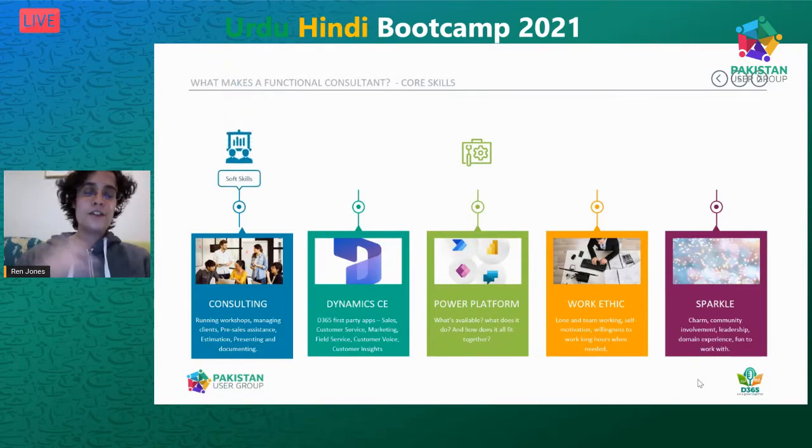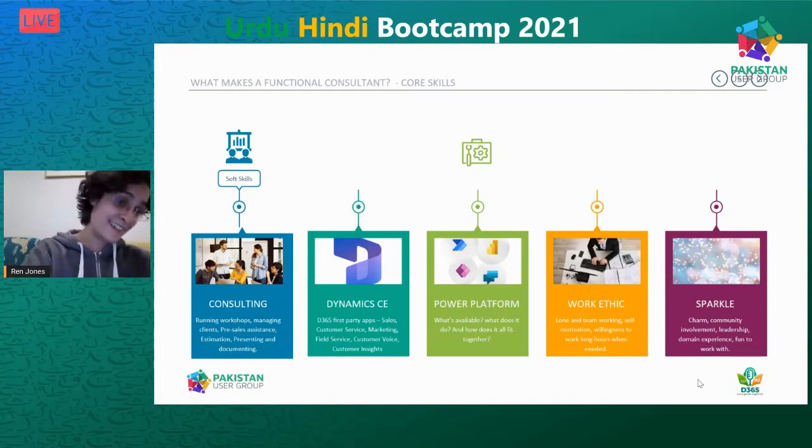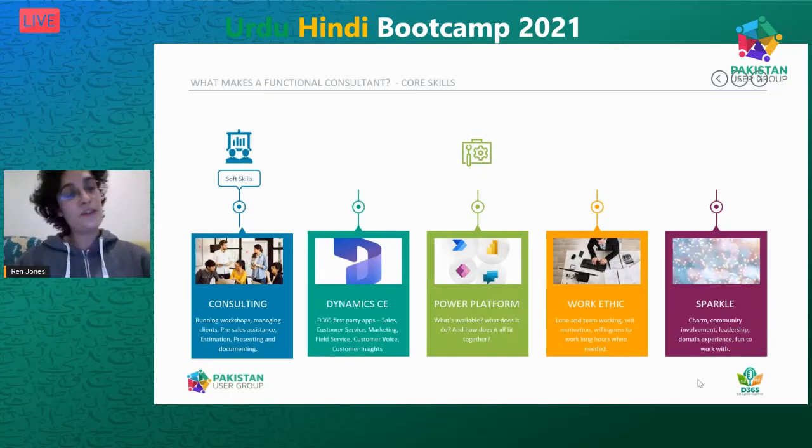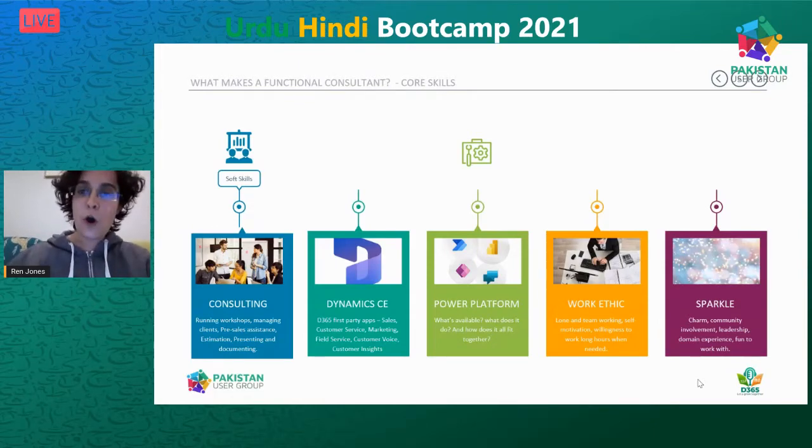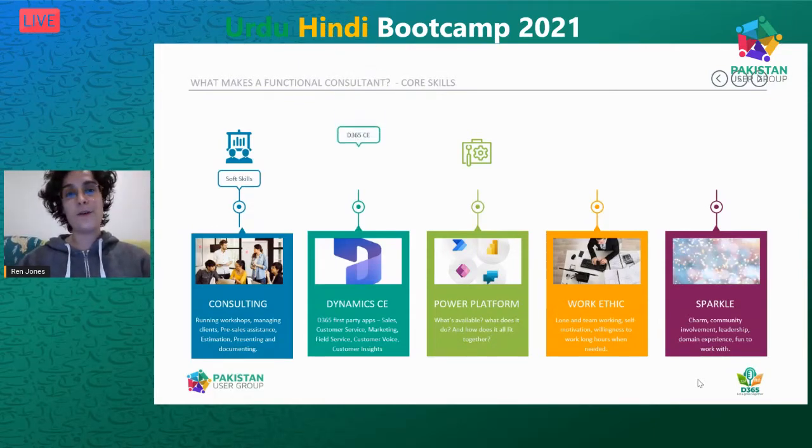So, starting off on the left then, the main one we want to be thinking about is general consulting. So this applies to us as IT consultants in the Microsoft space. It applies to accountants. It applies to lawyers. This is your general soft skills. So being able to facilitate workshops with clients, being able to manage stakeholders, being able to assist salespeople, estimating work, presenting, documentation. This is a common skill in every functional consultant.